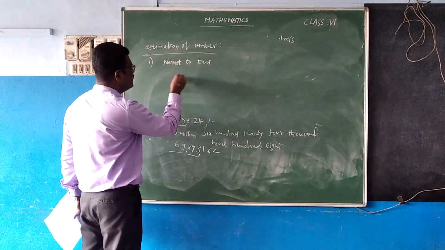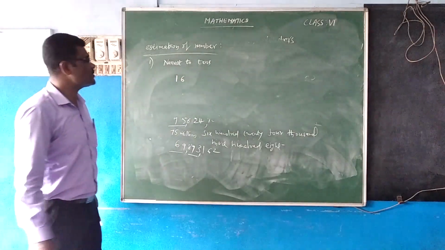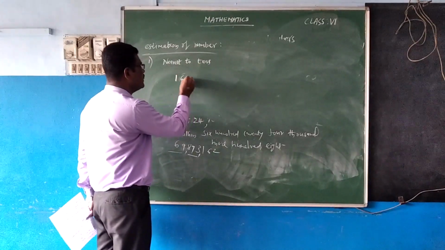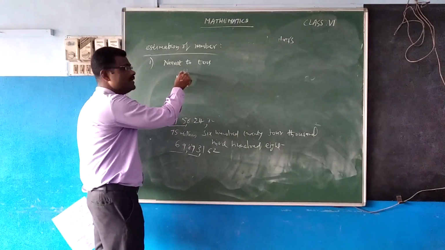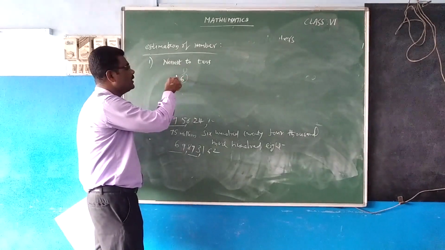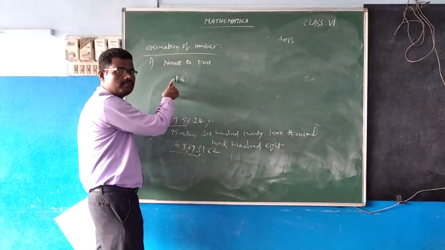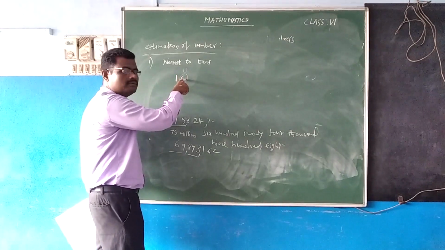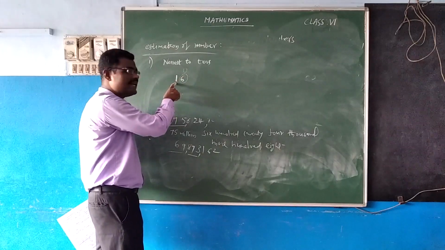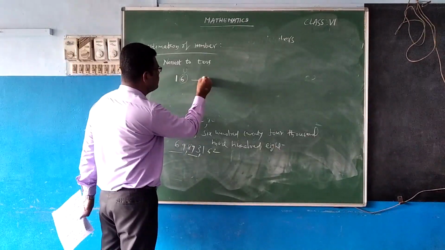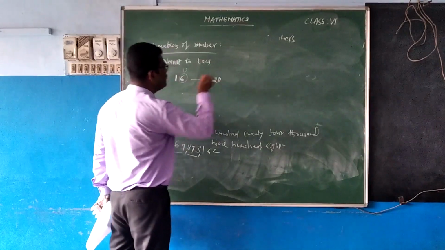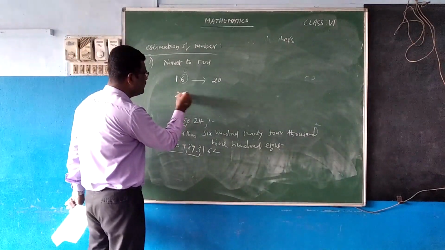Suppose the number is 16 they have given. Estimate means you have to round off the number. Estimate nearest to tens means you have to look at the unit place. If the unit place is 5 or more, we have to increase the tens digit by 1. If the unit place is less than 5, we make this place 0 and keep the other digit as it is. For example, 16. In 16, the unit place is 6, it is more than 5, so it becomes 20. Suppose the number is 23.